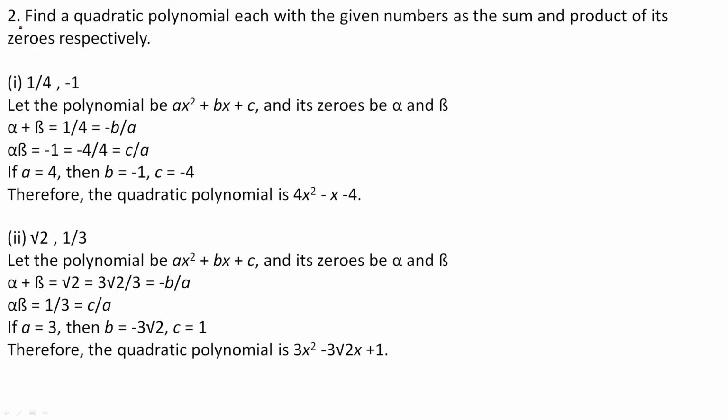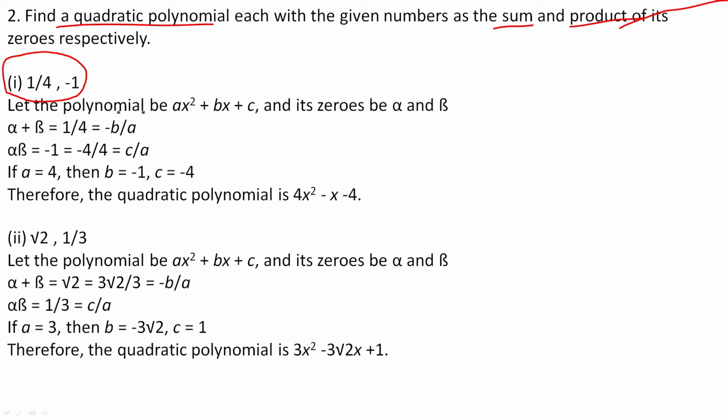Find, question number 2. Find a quadratic polynomial. So for a quadratic polynomial that was given, we found the zeros of the polynomial. Now, for the quadratic polynomial we are going to find, the sum and product of its zeros are given. You have to frame the quadratic polynomial using the sum and product of the given values. The sum of the zeros is 1 by 4, the product is minus 1.